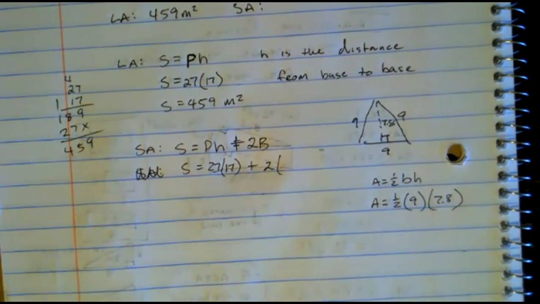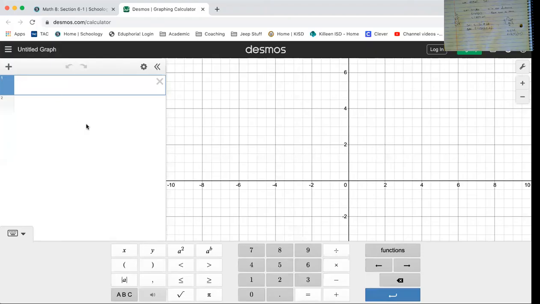All right, so jumping over to Desmos here, and we've got our calculator. Instead of 1/2, I'm going to use 0.5 because I know those are equivalent. I'm going to put parentheses just like I wrote it and put 9. It's already trying to do the math for you, but I'll put another parentheses and put 7.8. And there we have it. That would be our final answer. The area of the base is 35.1.